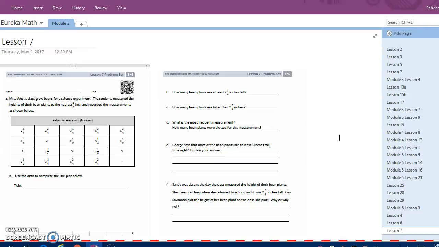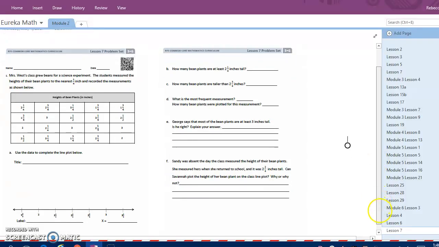Mrs. West's class grew beans for a science experiment. The students measured the heights of their bean plants to the nearest quarter inch and recorded the measurements as shown below. So this table or chart shows all the different measurements. So one plant was 2 1/4 inches, one was 1 3/4 inches, and one was 2, and so on and so on. So in letter A, it says to use the data to complete the line plot below.